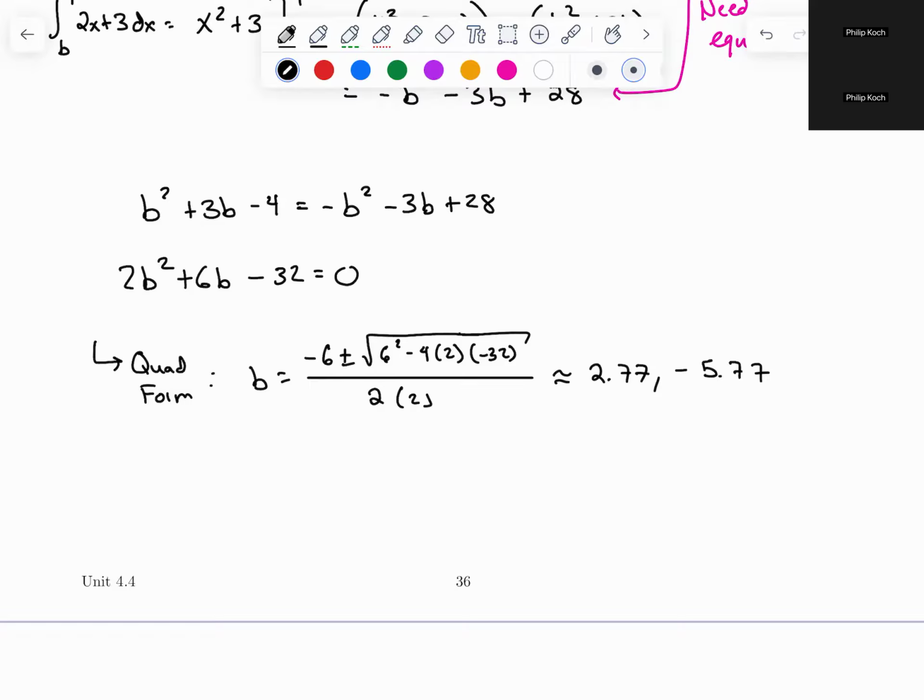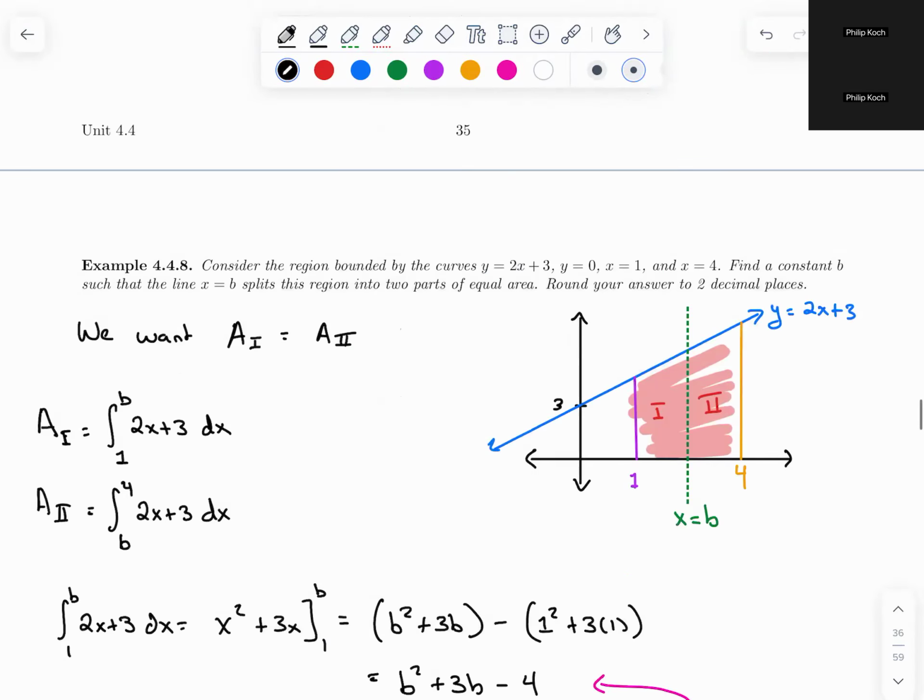All right. So there are two different choices, and one of those is not correct. Which one? The negative 5.77. Granted, technically speaking, I never said that the b value had to be between 1 and 4. But the correct answer would be 2.77.